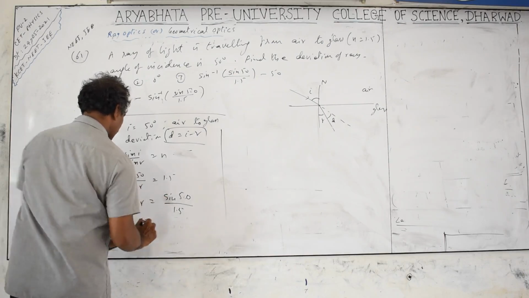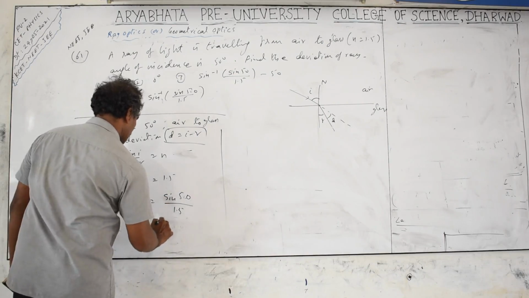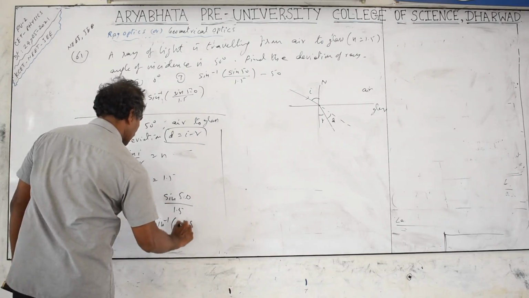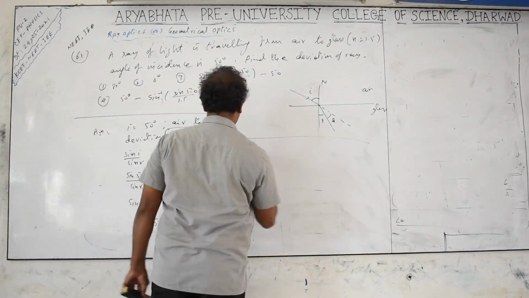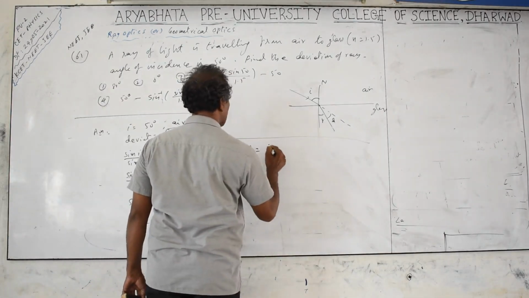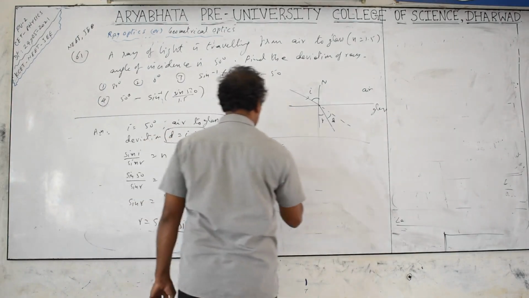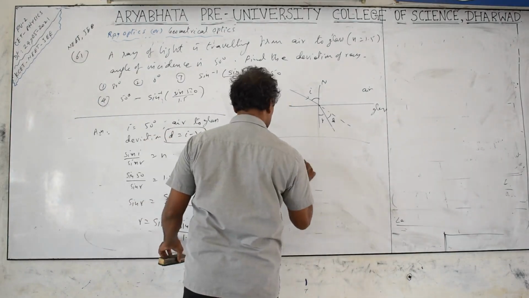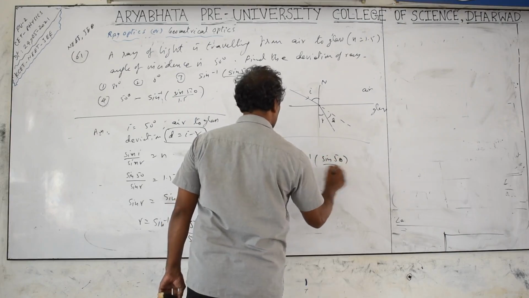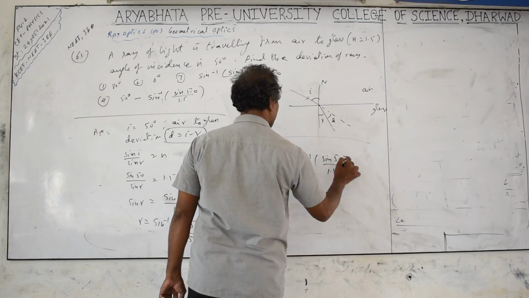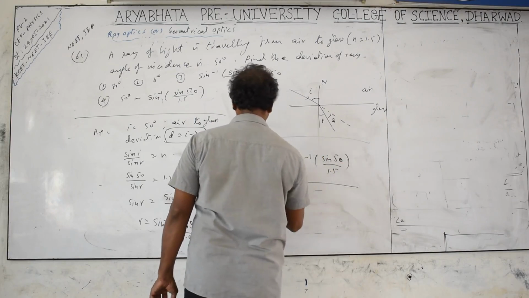R is equal to sine inverse of sin 50 by 1.5. You are asked the deviation. Therefore, deviation D is equal to I minus R. I is 50, minus R, which is sine inverse of sin 50 by 1.5. This is the answer.